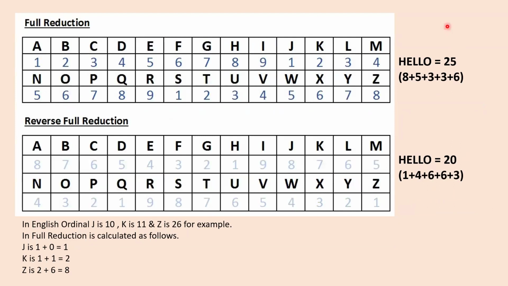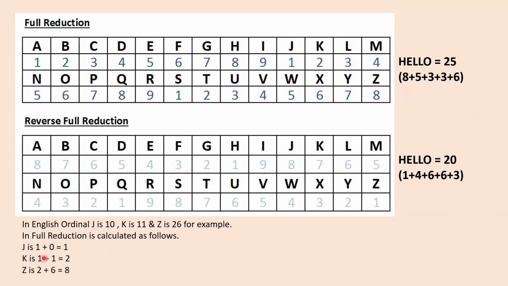The third basic cipher is what's called full reduction. To explain this, the first 9 letters are exactly the same. So A, B, C, D, E, F, G, H, I, 1 to 9, no problem. Then we get to J, and in the ordinal, it was 10. So in English ordinal, J is 10, K is 11, Z is 26, for example. In full reduction it is calculated as follows. We take the number 10, change it to 1 plus 0, and it now becomes 1.